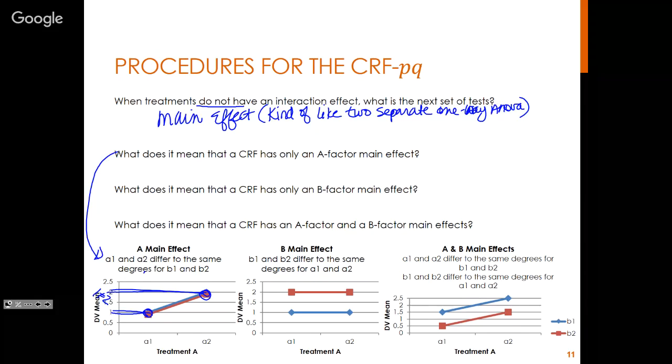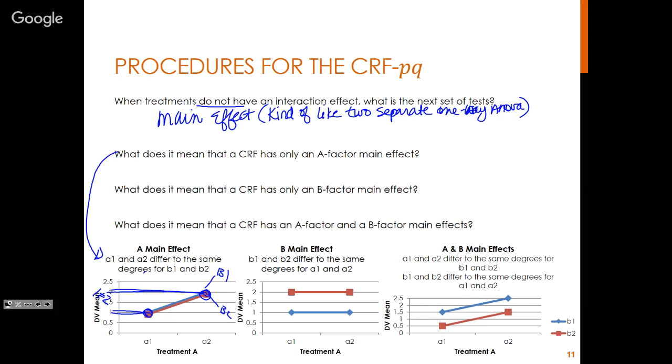Is there a B main effect? Meaning here we have, let's see, the red is B2 and the blue is B1. Does B1 and B2 differ here? No. Does it differ here? No, so B1 and B2 are the same, so there's not a B main effect.